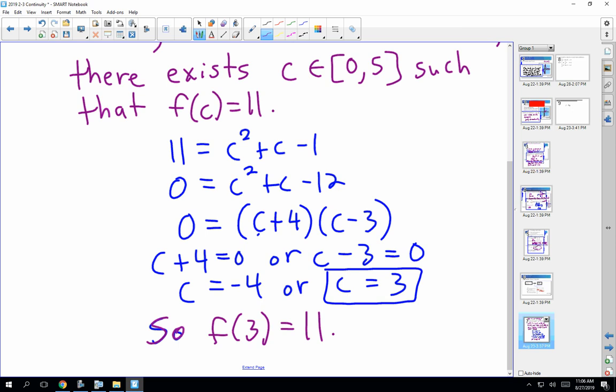I'm going to ask you to do this too on the second for a function that you can do. So it amounts to just taking the number they give you, the y value, and setting it equal to the function with c or x plugged in.